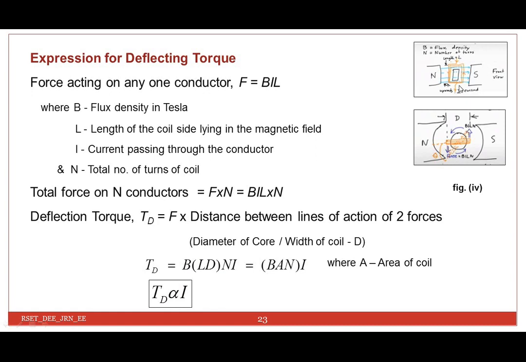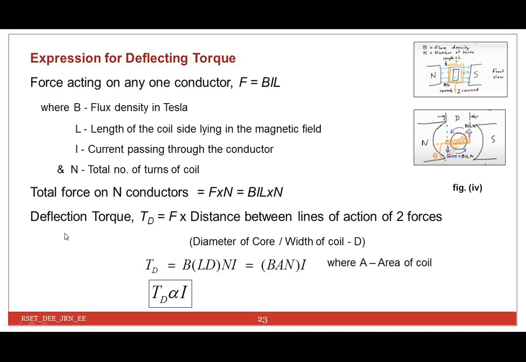N is the number of turns of the coil which is wound over the aluminum former. You can see the diagram over here: permanent magnet, coil, soft iron core. The former is not shown over here. Now the total force on N conductors can be determined by the force acting on one conductor times the number of turns. So F is BIL, so BIL into N.